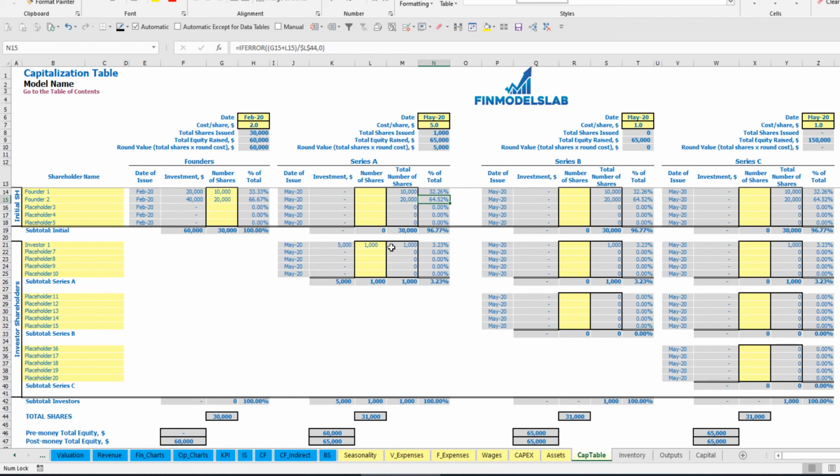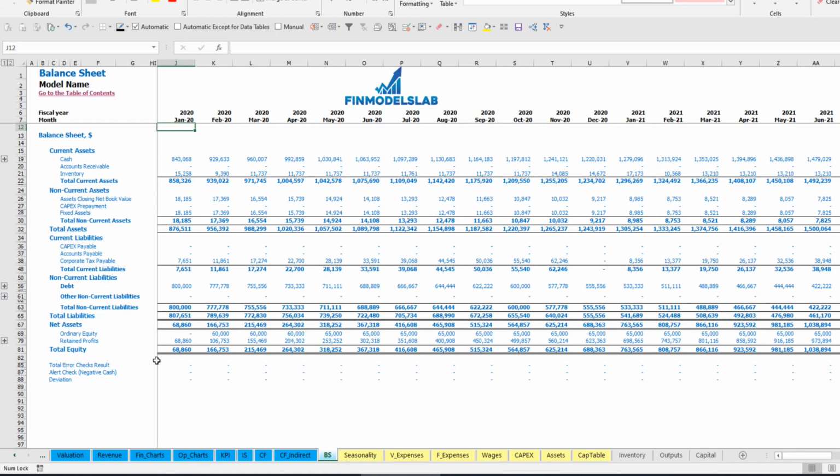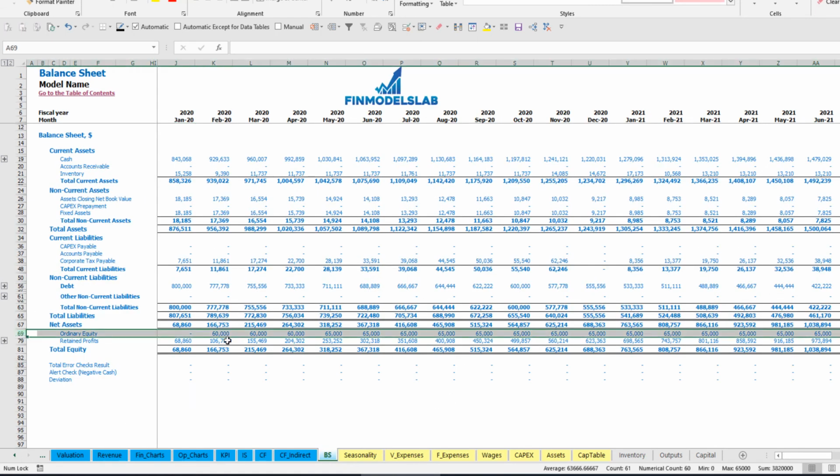46.52%. You can also input some amounts for Series B and Series C. The same way you can set up the date, cost of share, and there are up to 5 placeholders for investors' number of shares. The amounts of funding you may see in the cash flow, in the ordinary equity raisings, and you may see the balance sheet, which shows you the total equity by months.